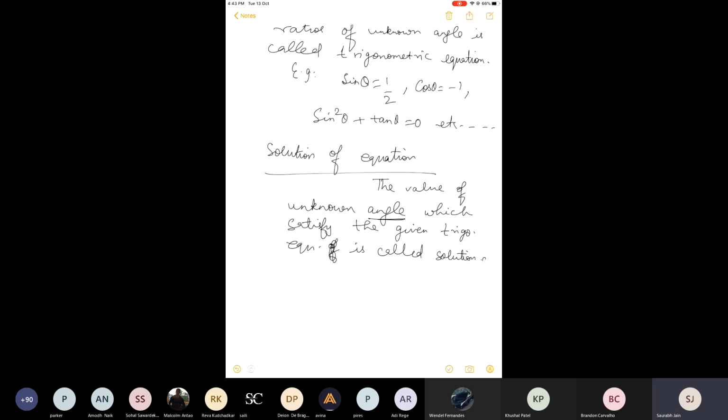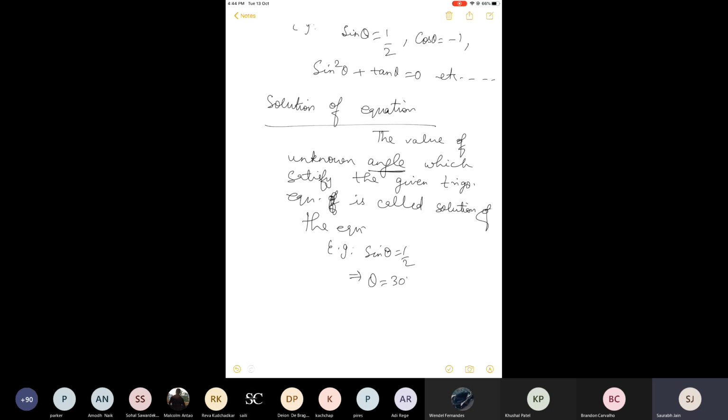So if we take the example of the first equation, sine theta equals half, then if we want theta, there are so many angles which satisfy this equation. The simplest one is 30 degrees, but this is not the only answer. You used to say this angle in class 10th. But now you have studied trigonometry of compound angles, you have studied reduction formula. So there are other angles as well.